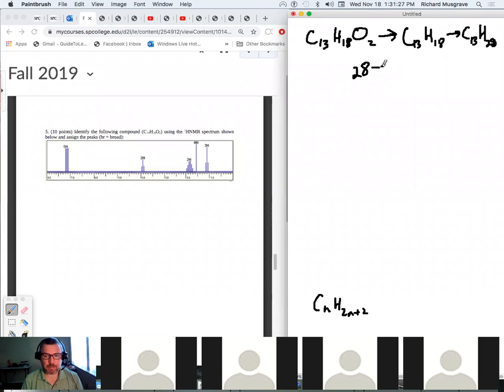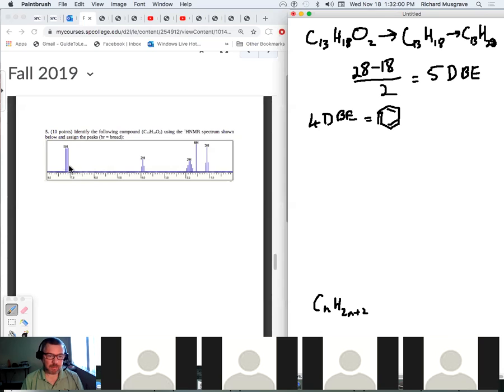28 minus 18 divided by 2 is 5. So 5 double bond equivalents. Now, if you remember what I had said earlier, 4 double bond equivalents would account for an aromatic ring. So what that tells me is this compound contains an aromatic ring and then 1 double bond somewhere else. So that's pretty powerful information.